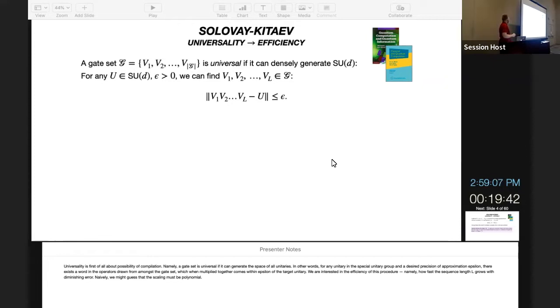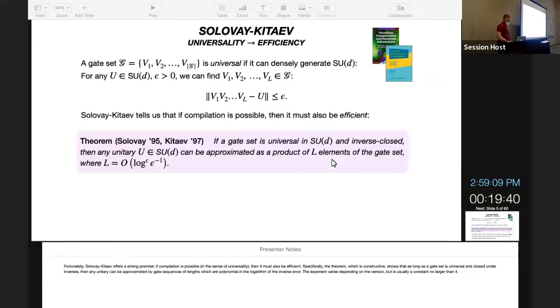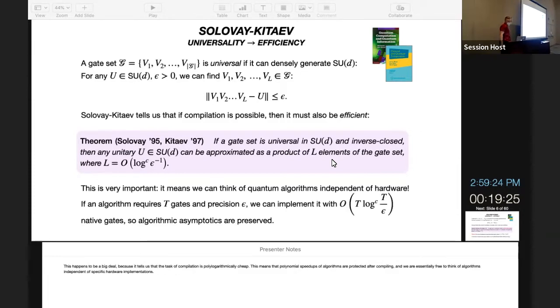Naively, we might guess that the scaling is polynomial. Solovay-Kitaev gives us a very optimistic result that guarantees that the space is covered, and the length only grows polylogarithmically with inverse precision. This is a very big deal, because if you have a quantum algorithm with polynomial scaling on paper, when you compile it into a specific gate set, you only incur a polylogarithmic cost. So compilation is cheap, and polynomial scaling holds up to the end. We have the freedom of thinking about algorithms without worrying about specific hardware limitations.